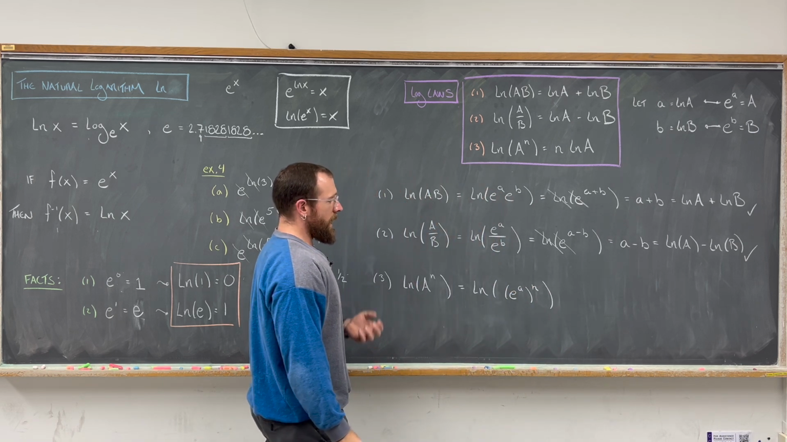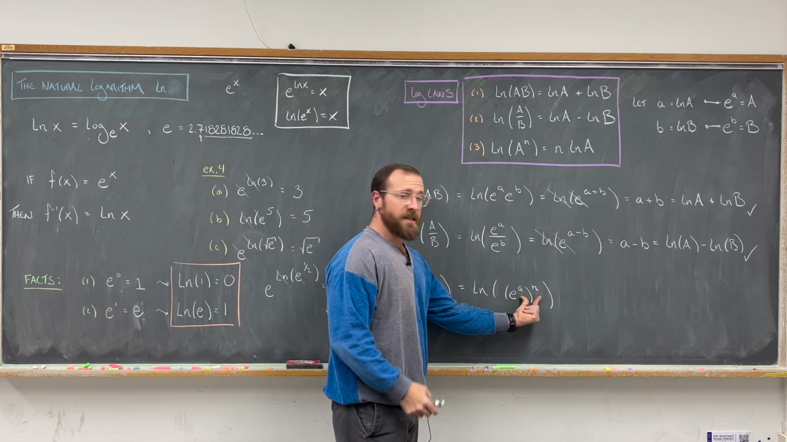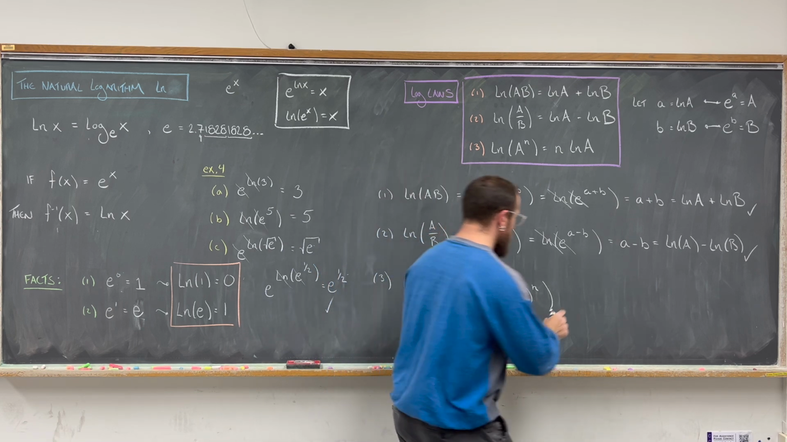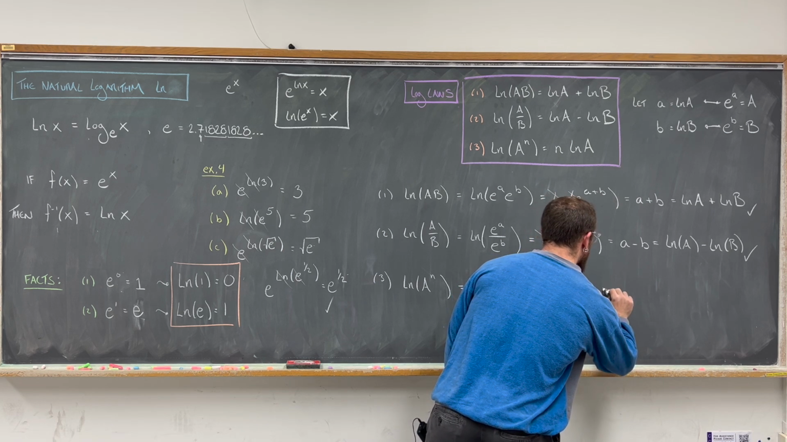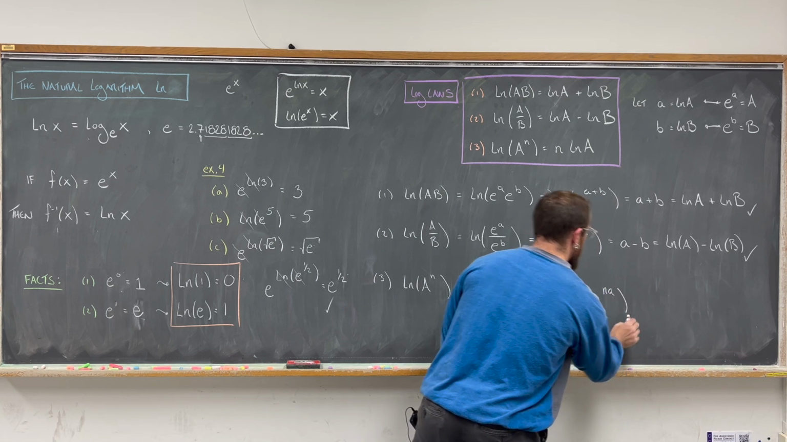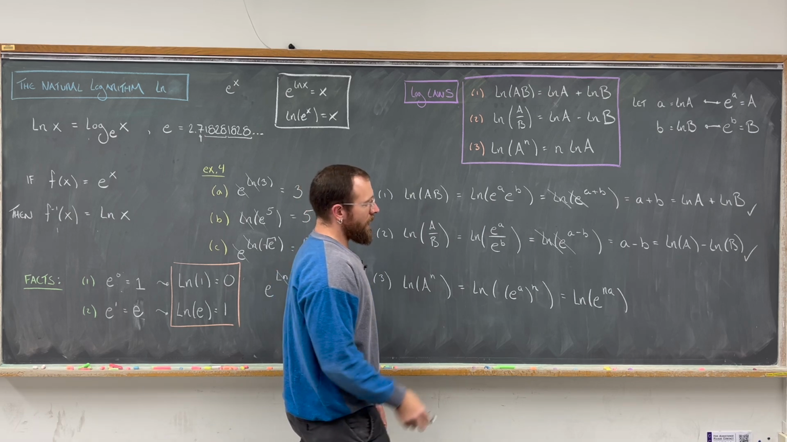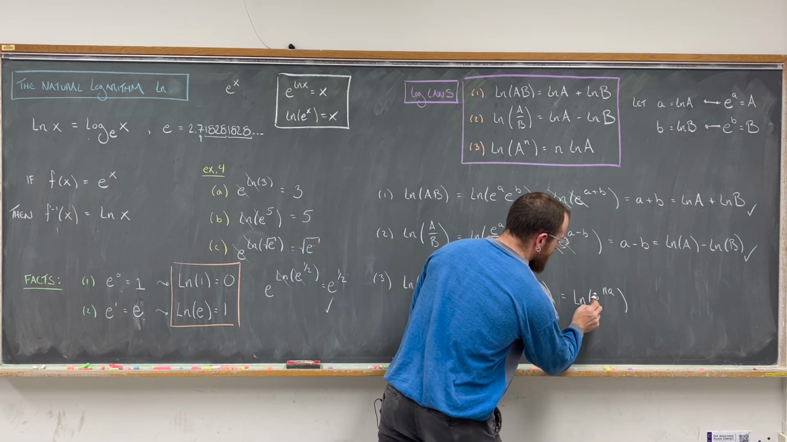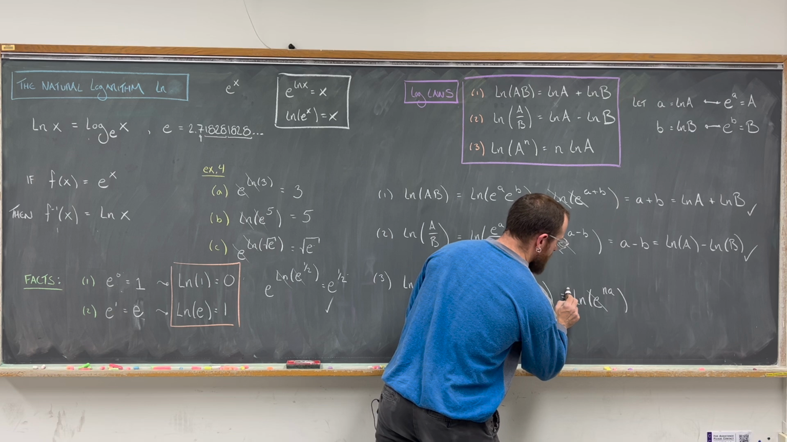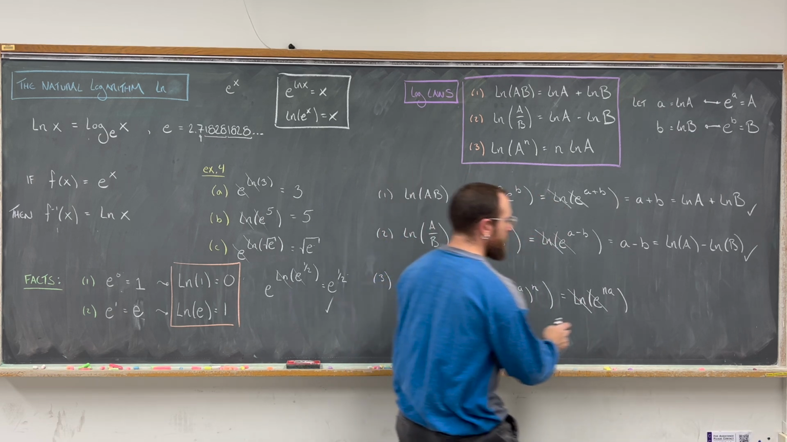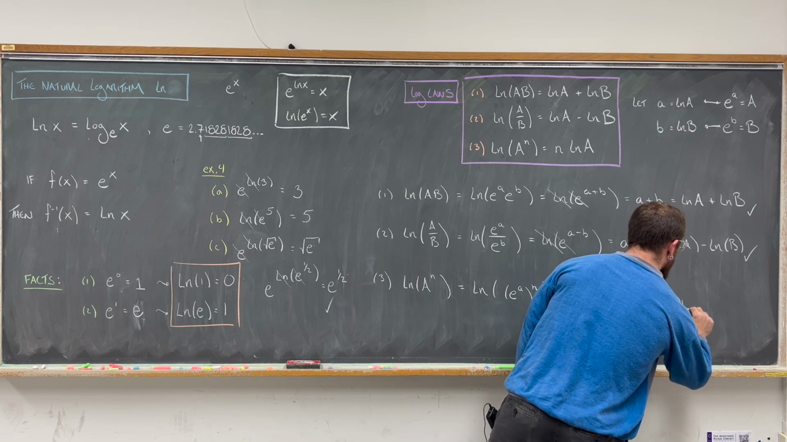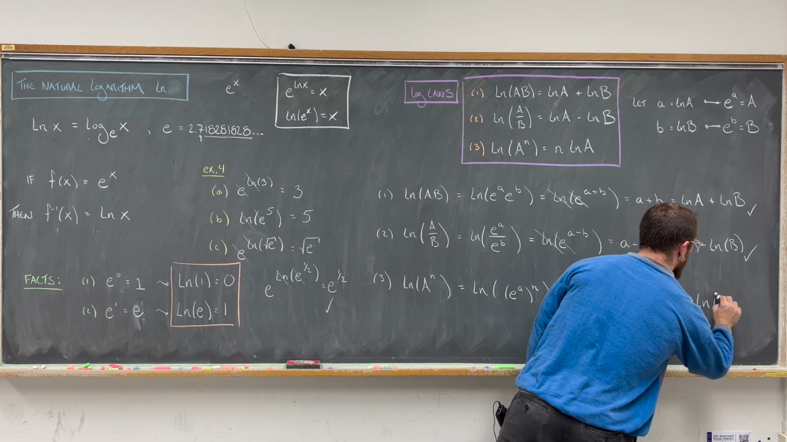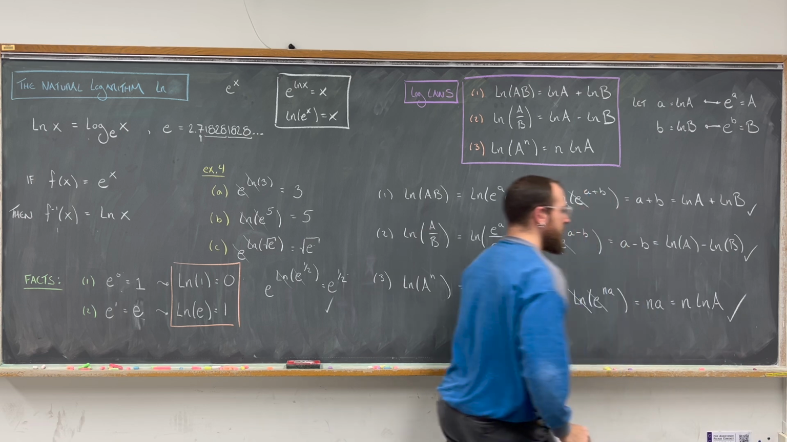Okay? And now I have a rule for exponents that says nested exponents get multiplied together. So this is ln of e to the n times a. And the composition of the natural exponential and the natural logarithm cancel. I'm left with just n times a, and that is n times ln of big A, as claimed.